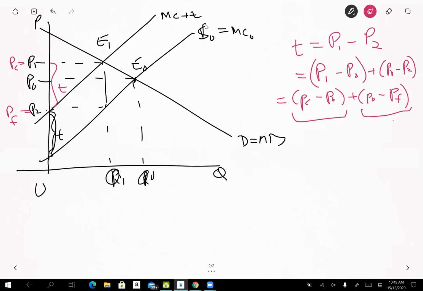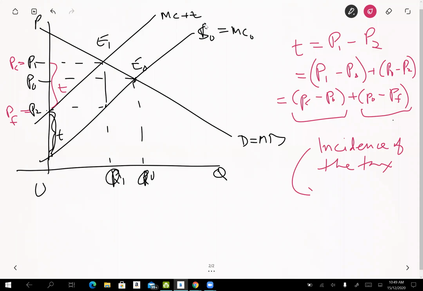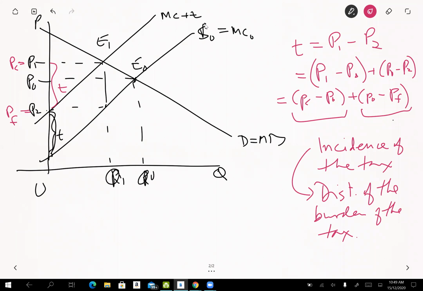So what we are going to look at now is the incidence of the tax. That means the distribution of the tax. Incidence means the distribution of the burden. Okay, burden of the tax. Now, tax is a burden because you pay to the government. We should have used the money for consumption or investment, but the government takes it away. So it's a burden on us. Okay, so the distribution of the burden of the tax is called the incidence of the tax.